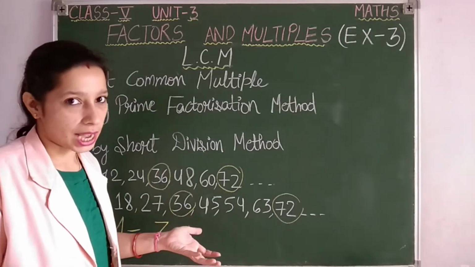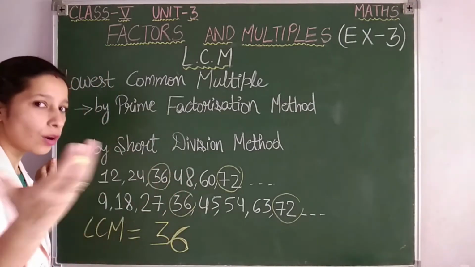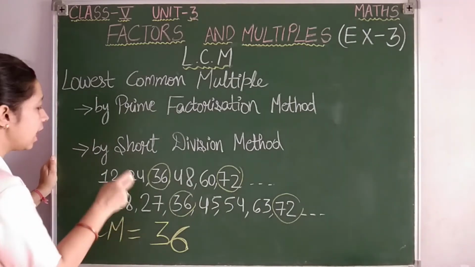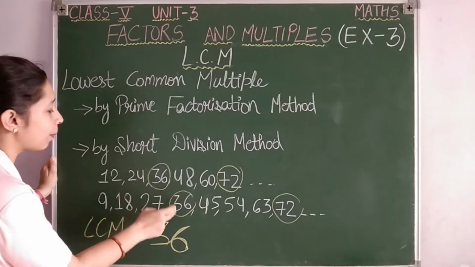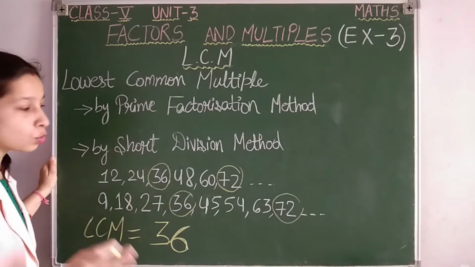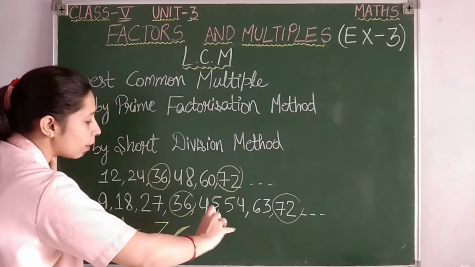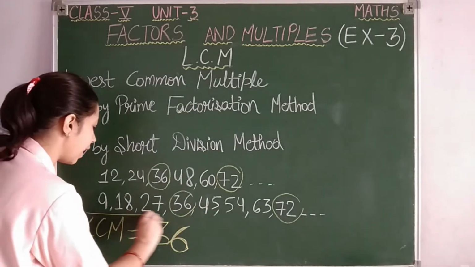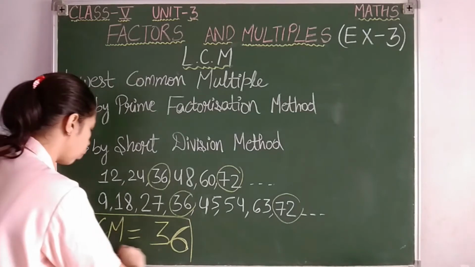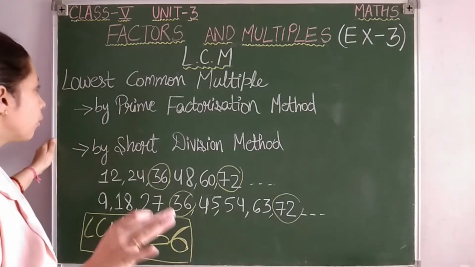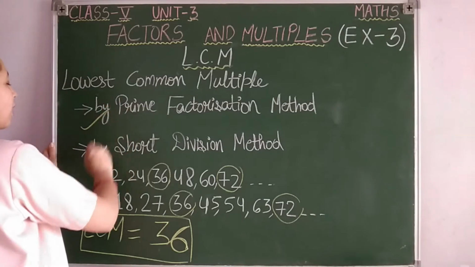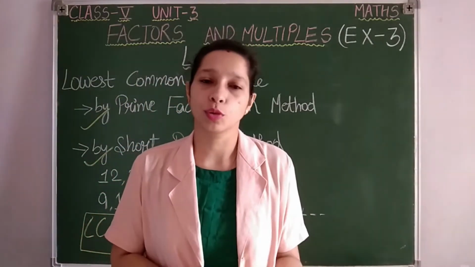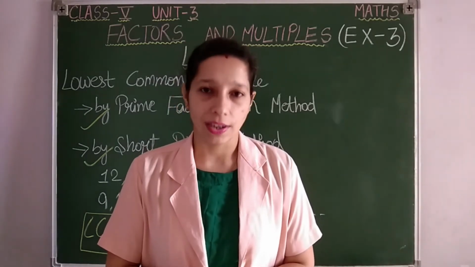I used this to make you understand what we are going to find out, what we are talking about. What is LCM? LCM is the number which is the common multiple for given numbers. Understood students? We are not going to simply write the multiples and then pick the common multiple. No. This I have shown you just to make you understand. For this purpose, we will be using prime factorization method and short division method.